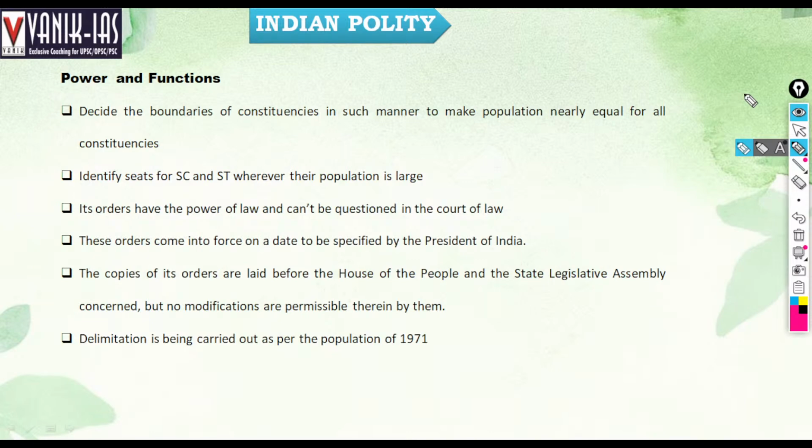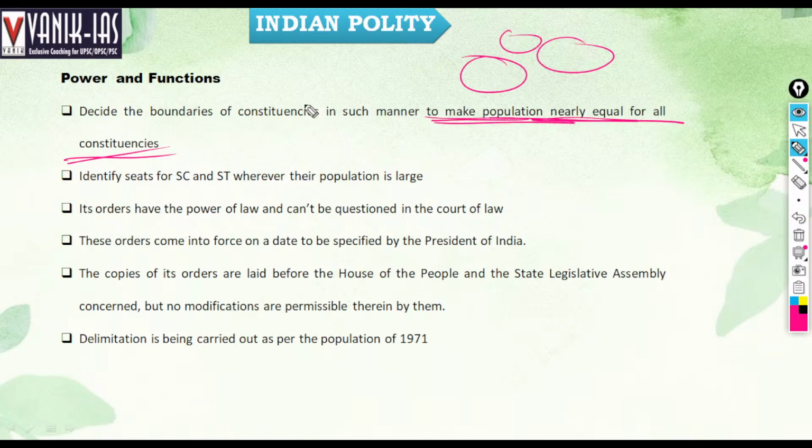Power and function: decide the boundaries of constituencies in such a manner as to make the population nearly equal for all constituencies. That means the population will be almost the same in each constituency, according to the boundaries to be set. Right. This needs to be focused on.